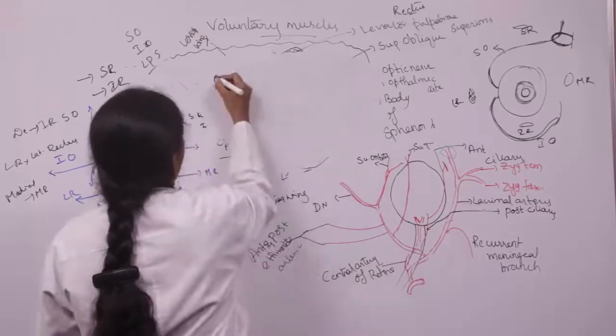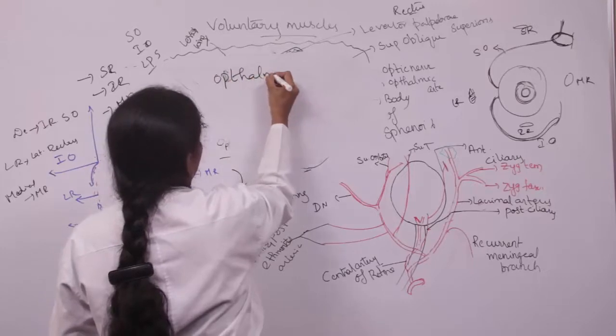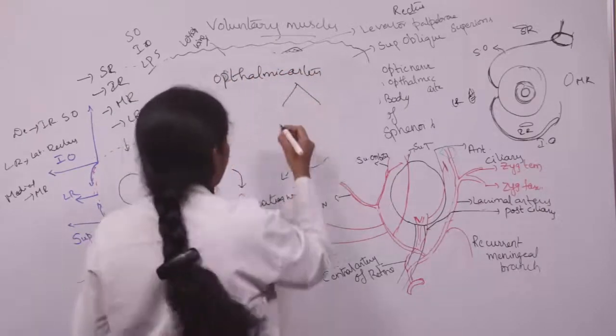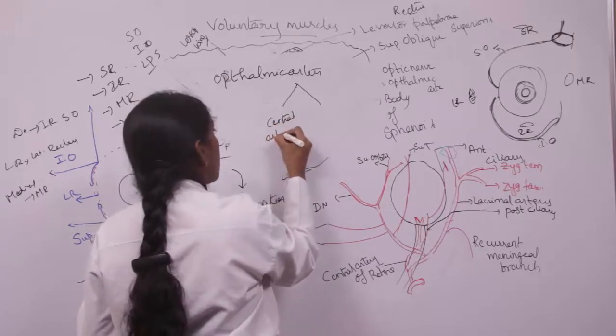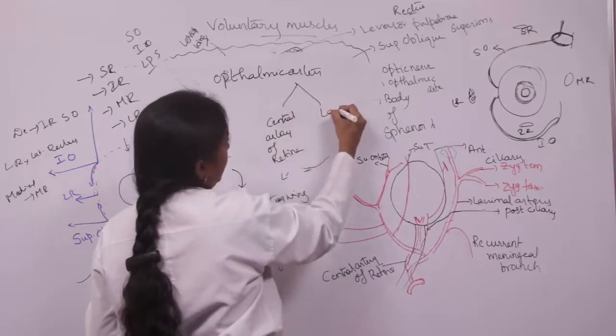So the ophthalmic artery gives two important branches. One is the central artery of the retina and the other is the lacrimal branch.